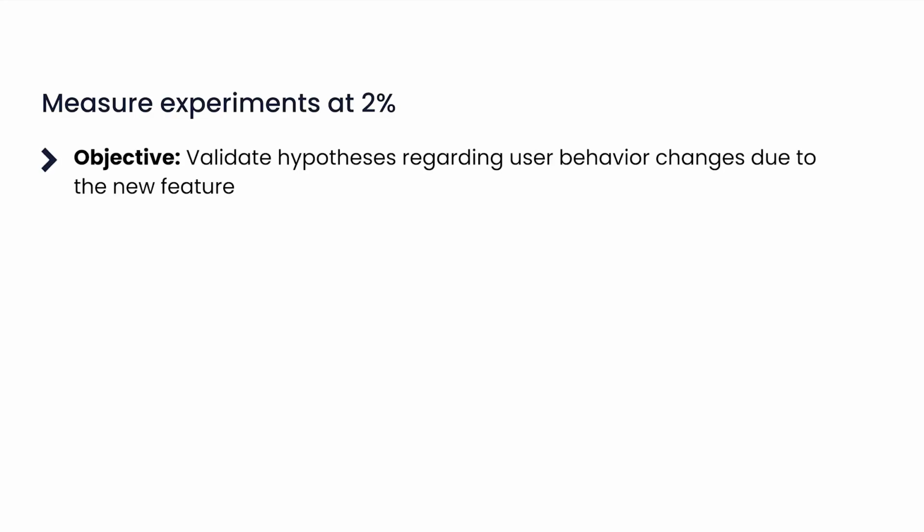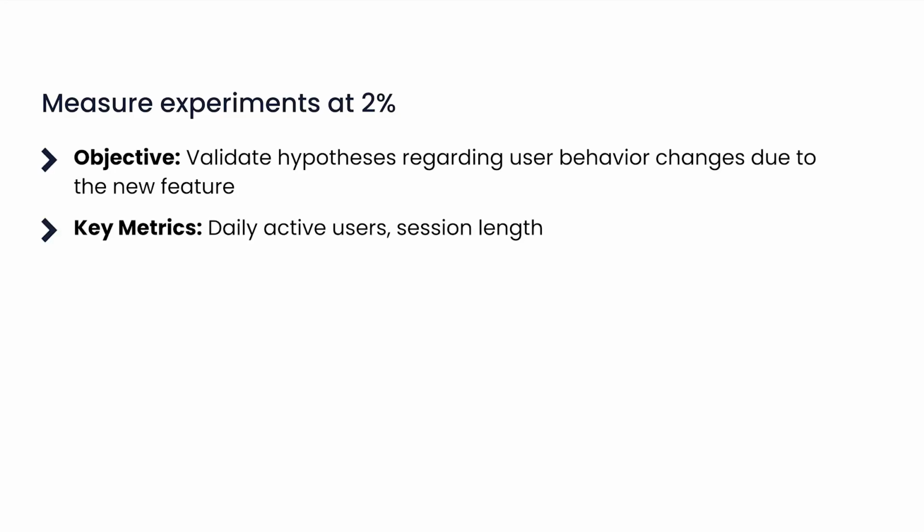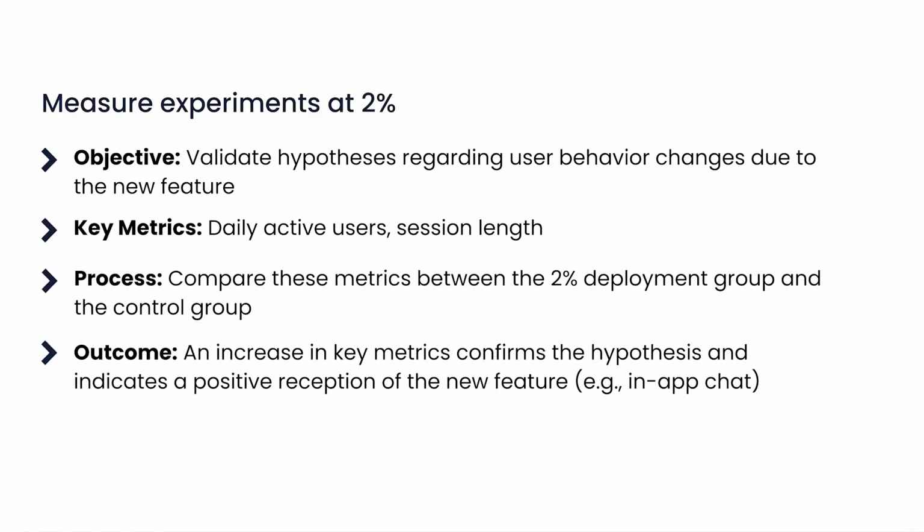As we move to the 2% deployment, the focus shifts to validating our hypotheses about user behavior changes due to the new feature. For instance, if the hypothesis was that the in-app chat feature would increase user engagement, you'd monitor metrics like daily active users and session length. An uptick in these metrics among the 2% deployment group compared to the control group confirms this hypothesis, indicating a positive reception of the chat feature.